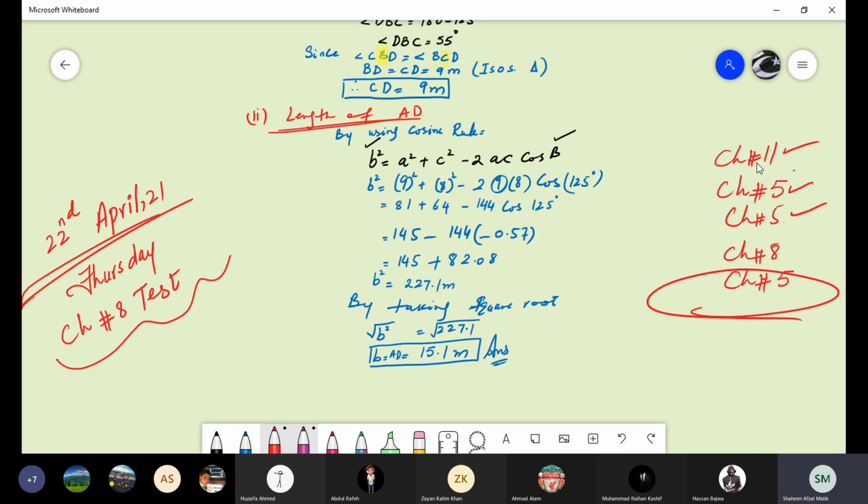And it is not like what we did before. I had taken your tests of profit and loss, percentage increase and decrease separately, and simple and compound interest and money exchange separately. No, it will be a test of the whole chapter. This chapter 8 test is also a test of the whole chapter.